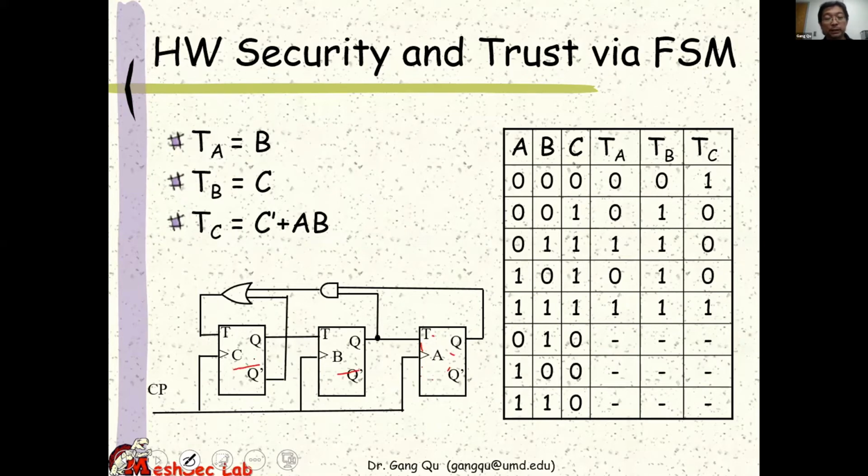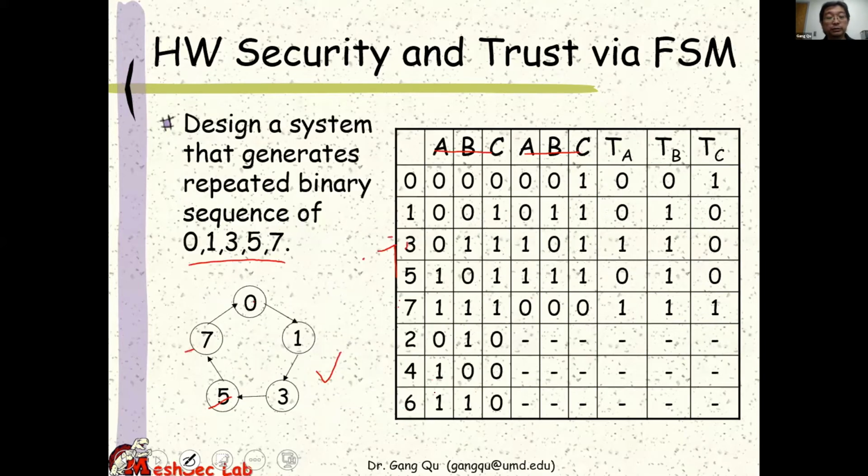For regular undergraduate students who are taking the digital logic design course, this is in some sense the perfect answer. The system provides this functionality: it gives you this repeated pattern of 0, 1, 3, 5, 7, and then goes back to 0, and keeps on repeating forever.